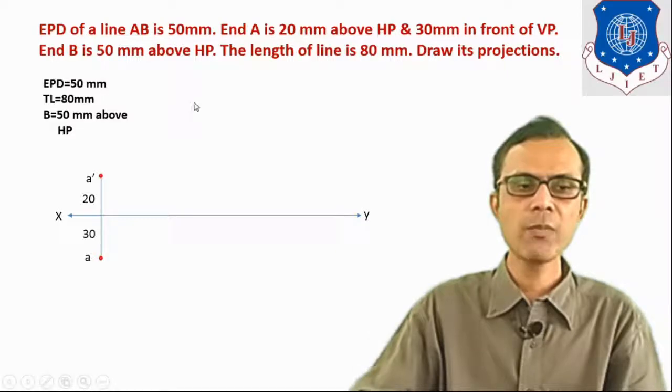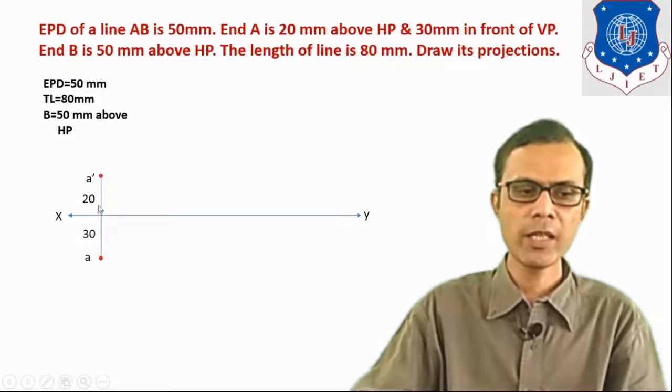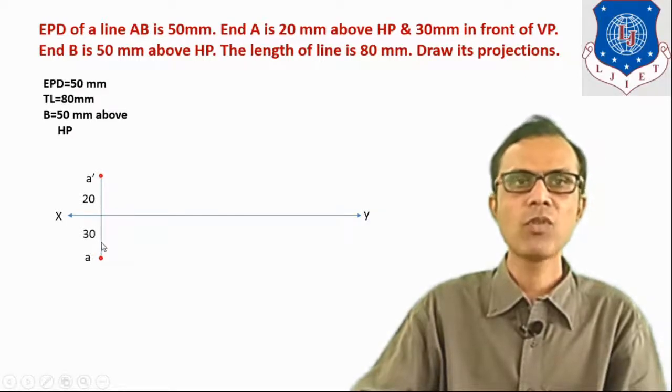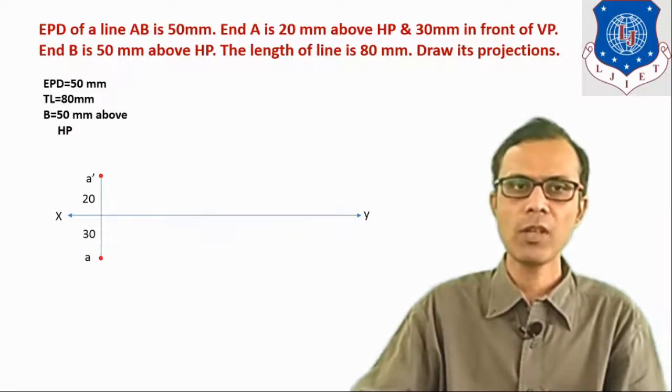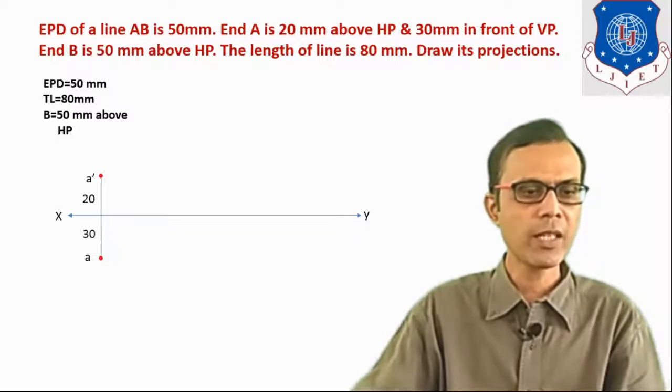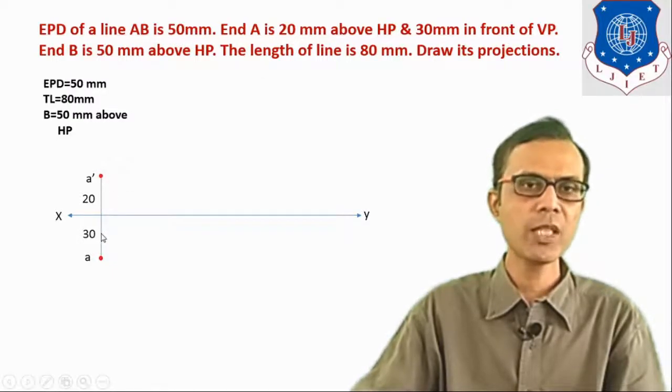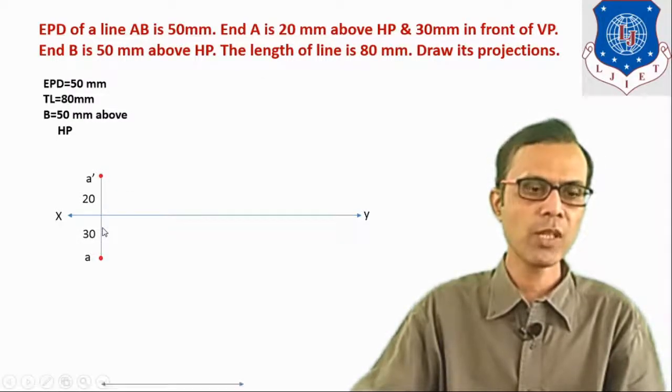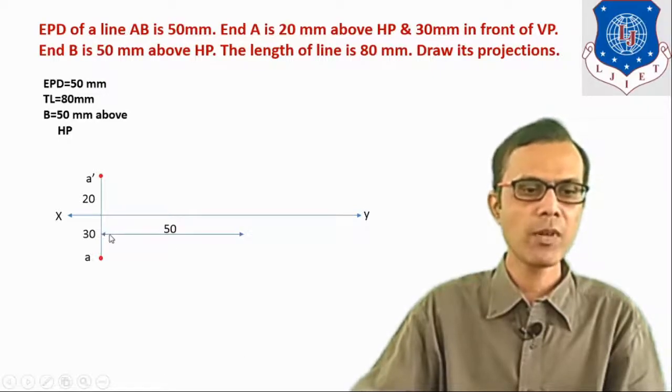Now EPD is 50 mm. So A dash and A form the projector for end A. The projector for the other end B is at a distance of 50 mm from this projector. So from this projector, take a 50 mm dimension and draw another projector.